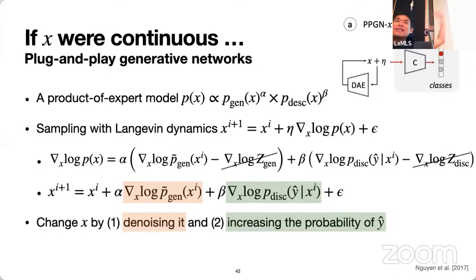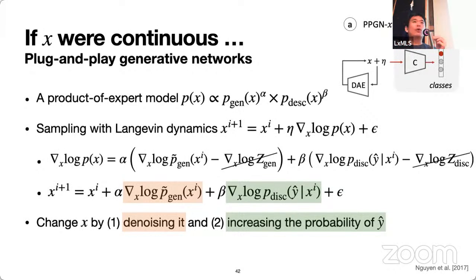So C is a classifier that takes as input X and outputs probabilities over all possible classes. We pick one class, the red one, and we want to sample from the energy function defined by this classifier. However, we want it to be constrained to lie on the data manifold, and how we impose that constraint is to plug in the denoising autoencoder that we already talked about in the first half of our talk, so that we never go too far away from the data manifold.